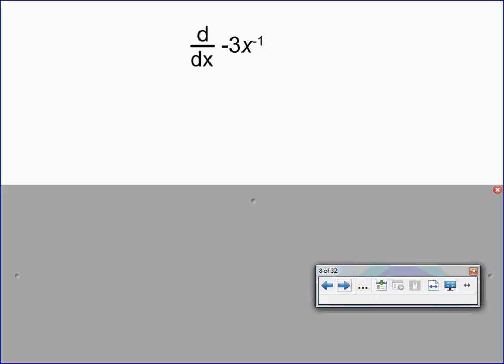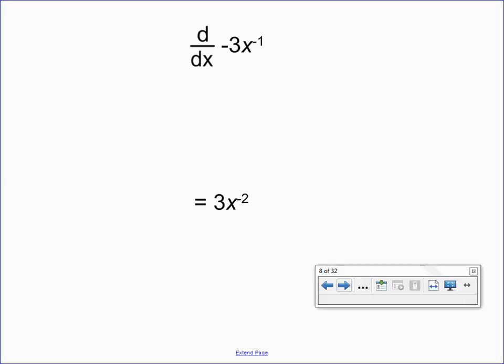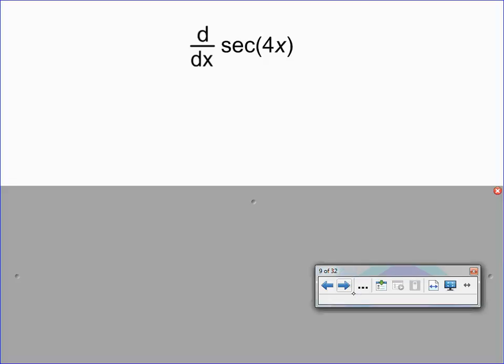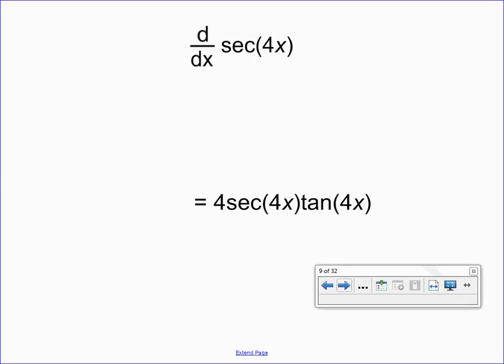That's x to the negative 1 right now. Everybody see it? Number 12. 3 over x squared. So he says, you are correct. Good job. Plus 10. Next. Number 9. 4 secant 4x times tangent 4x. So he says, you are correct. Good job. Plus 10.